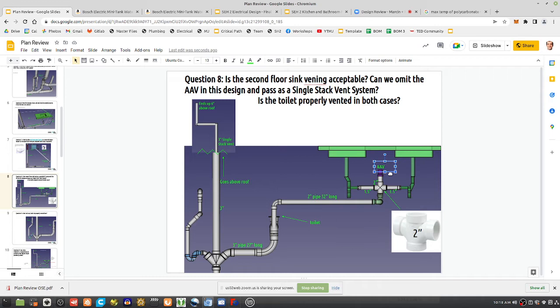Yeah, and without the AAV, do you think this would still pass the single stack vent system because it's a little oversized, and then we go into the 3-inch? Right.